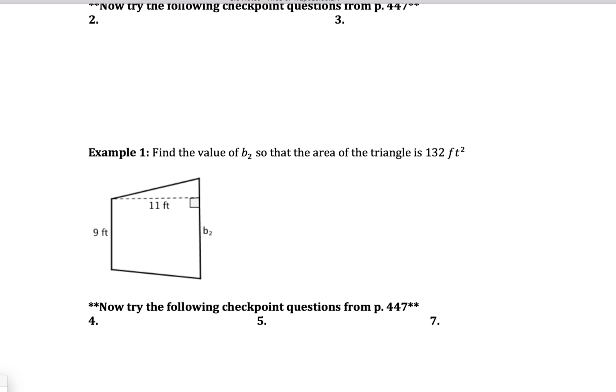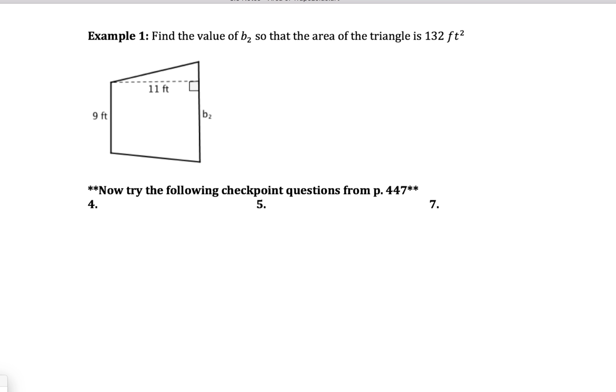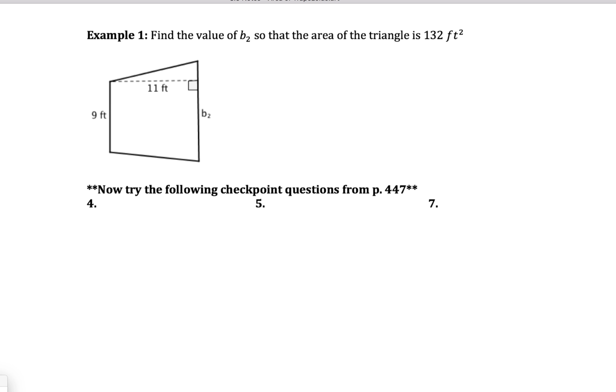Okay, so down here in example 1, we have one of the questions where we are given the area of the trapezoid. It tells us that the area is 132, and it wants to know what is the value of B2, or base 2. Like I told you before, this is an example where I have a trapezoid whose bases are not top and bottom in the diagram. So you just have to watch out for that.